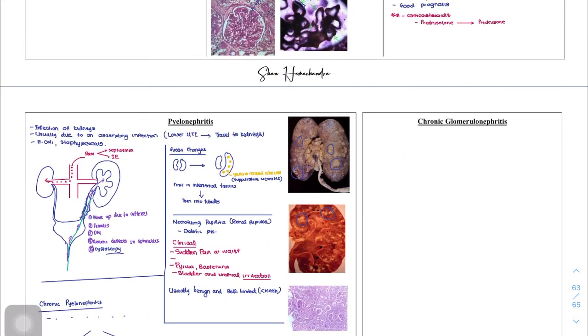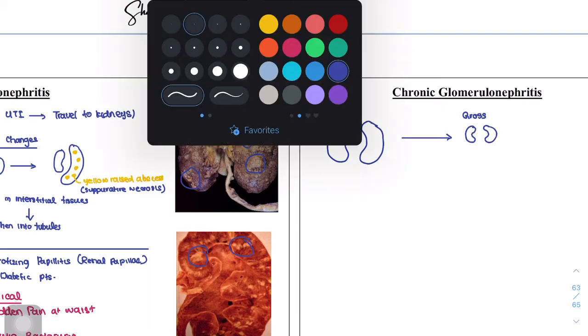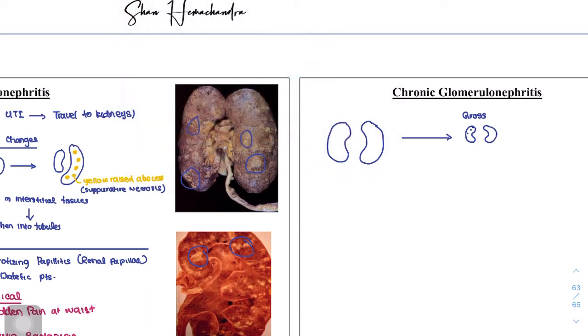Finally, we will talk about chronic glomerulonephritis, the last part of the lecture. And don't worry, there's very little there. So in this type of chronic glomerulonephritis, the kidneys in gross appearance will look contracted. So I'm going to draw a smaller kidney. And it is going to have granules, diffuse granular. See, I'm showing both kidneys affected.